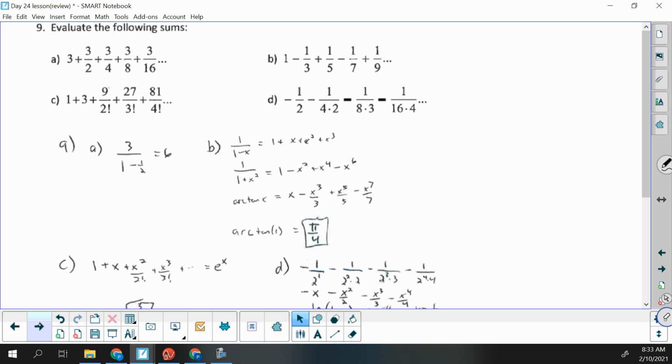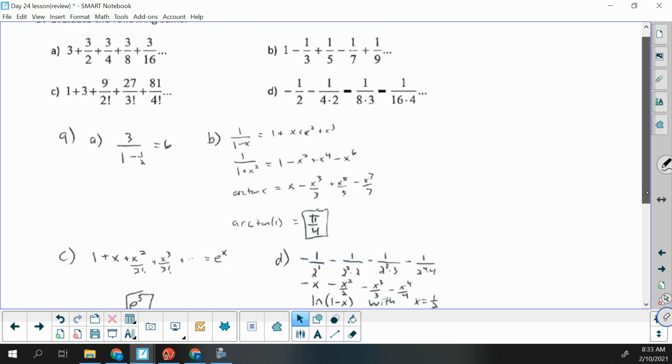In C, you want to recognize we have all the factorials. They're all positives, so that looks a lot like e to the x. Well, jump to like the third term, we have 9 where x squared should be, so that's a 3 filled in. We have 27 where x cubed is, that's a 3, so we have e to the third.